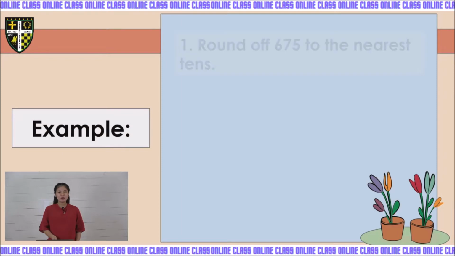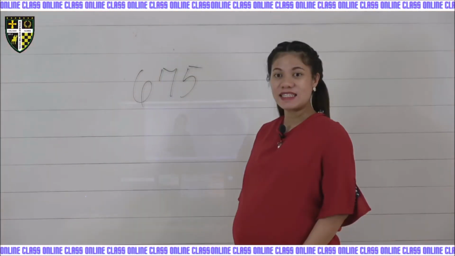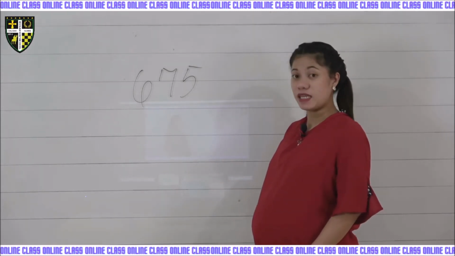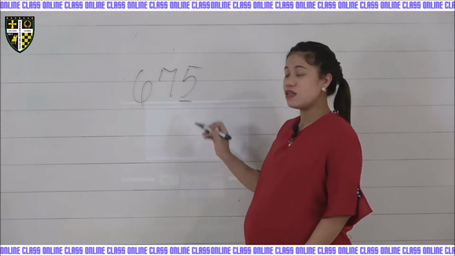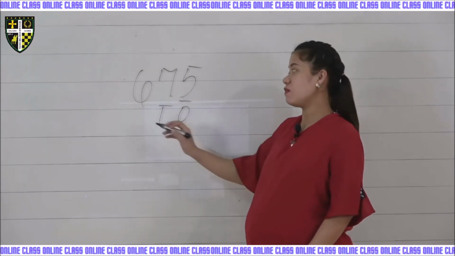So let us have an example. So here's example number 1. Round off 675 to the nearest tens. I will repeat. Round off 675 to the nearest tens. So I will use the whiteboard to write the number. So we have 675. So we have to round off to the nearest tens. So let's find the digit in the tens place. So 5 will be the ones place, 7 will be the tens place, and 6 will be the hundreds place.